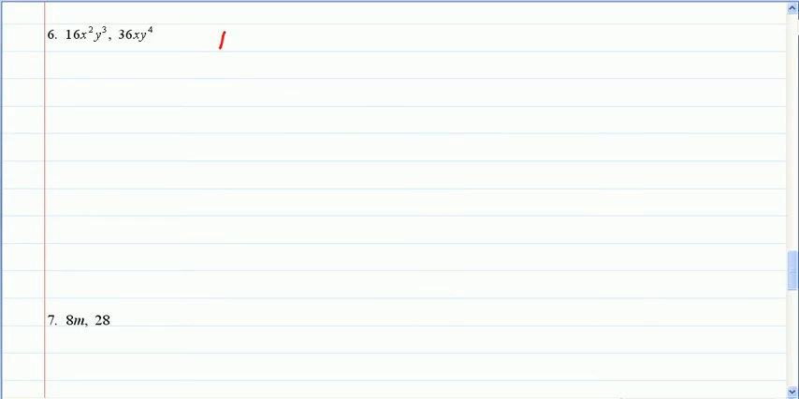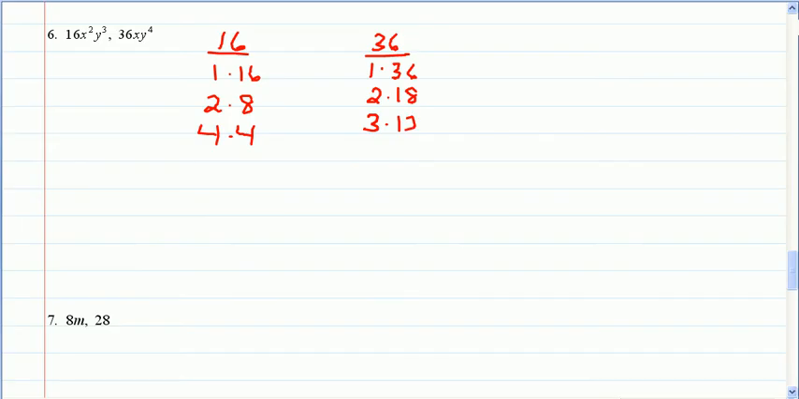So for number 6, we start by listing the factors of 16 and 36, same way as we've been doing this earlier. 1 times 16, 2 times 8, and 4 times 4. And for 36, we have 1 and 36, 2 and 18, 3 and 12, 4 and 9, and 6 and 6. And so far, the largest number that we have on the two lists is the number 4. So it doesn't matter which 4 you circle on the 16 side. So far we have 4 is the greatest common factor.